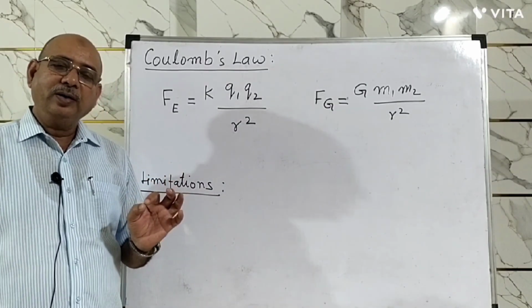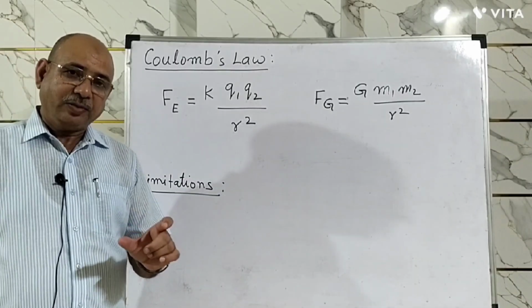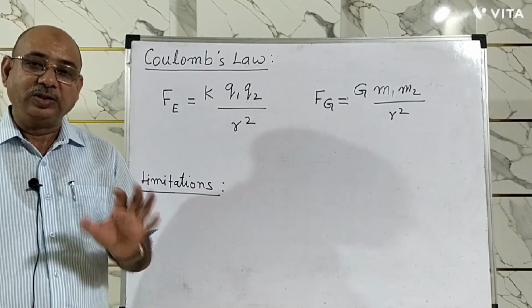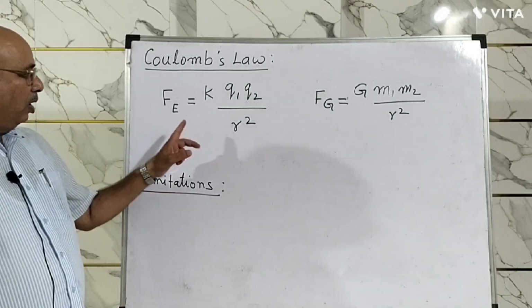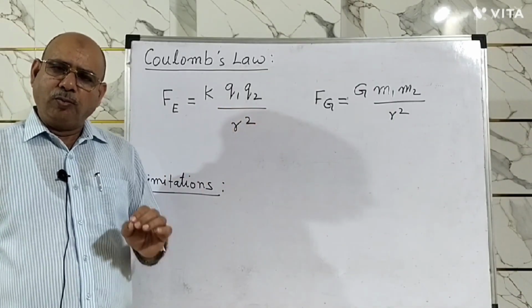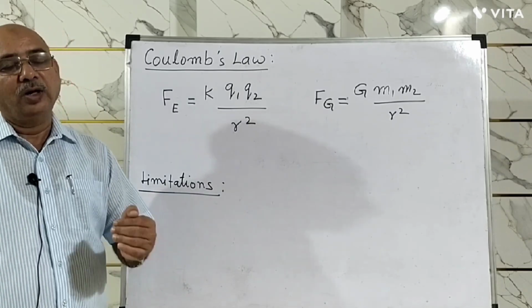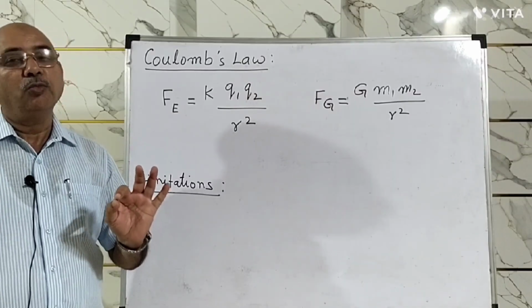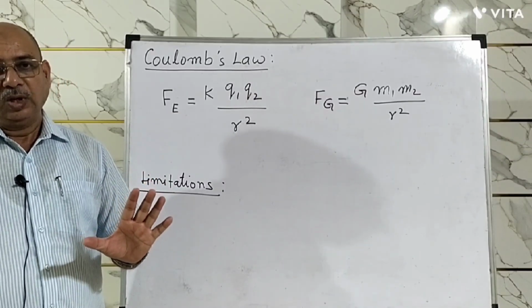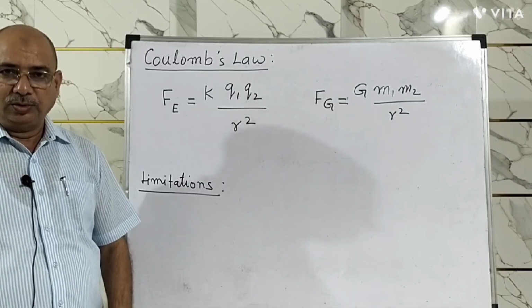This law is applicable for static charges, that is, the charges must be stationary. At least one charge must be stationary. That means q1 and q2 both are stationary, or one is stationary and the other is moving. This law is not applicable for moving charges. When both the charges are moving, then Coulomb's law cannot be used.